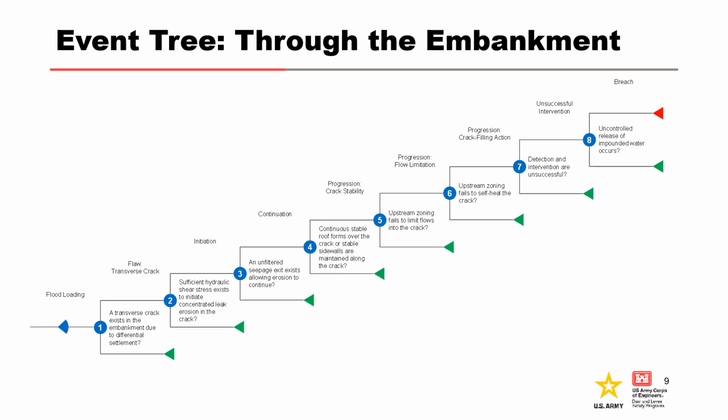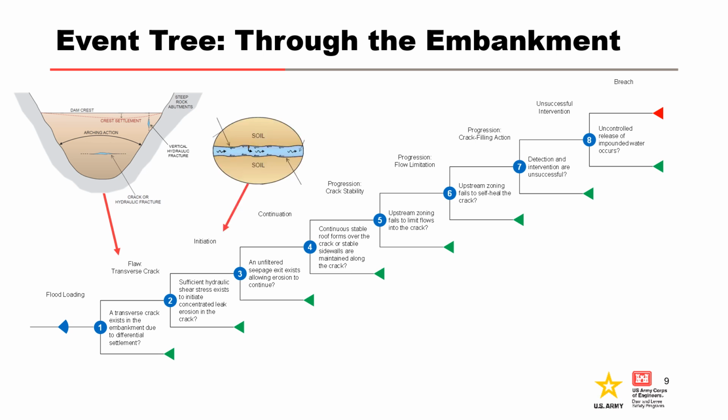In this typical concentrated leak erosion event tree, Node 1 assesses the likelihood of a transverse crack existing in the embankment. Given the crack exists, Node 2 assesses the likelihood of initiation. These two nodes are the primary focus of this presentation. The remaining nodes will be discussed in separate presentations.